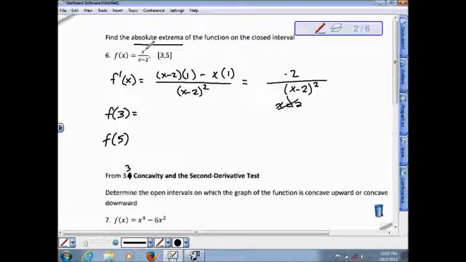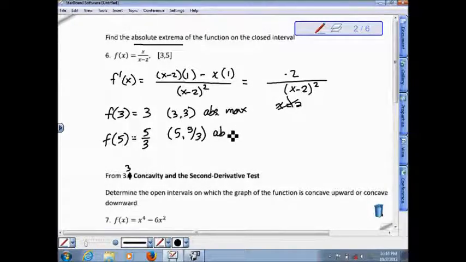If a 3 is plugged into the original function, 3 over 3 minus 2 is 3. Plug in a 5, 5 over 5 minus 2 is 5/3. This one has the highest value. So (3, 3) is the absolute maximum in my closed interval. And the point (5, 5/3) is the absolute minimum.